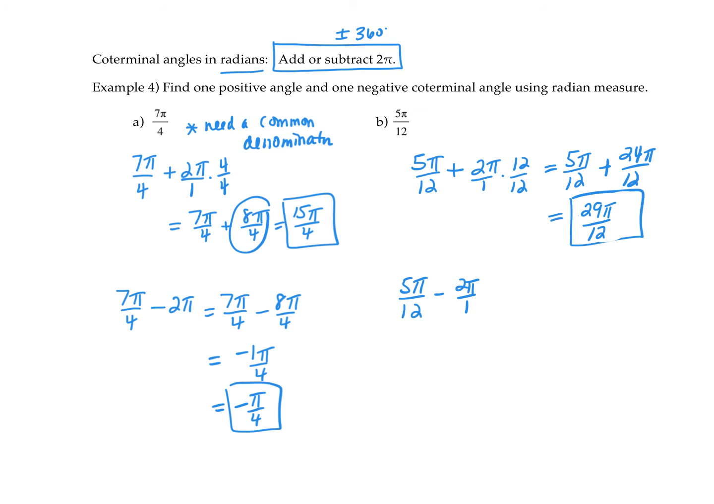All right, down here, again, we already know what this is in terms of twelfths, 24 pi over 12. So we're going to take 5 pi over 12 minus that 24 pi over 12. And now we get our negative 19 pi over 12. Okay, so that's a 1 sneaking in there. Let me fix it. Negative 19 pi over 12 for our negative angle that's coterminal with that original one.